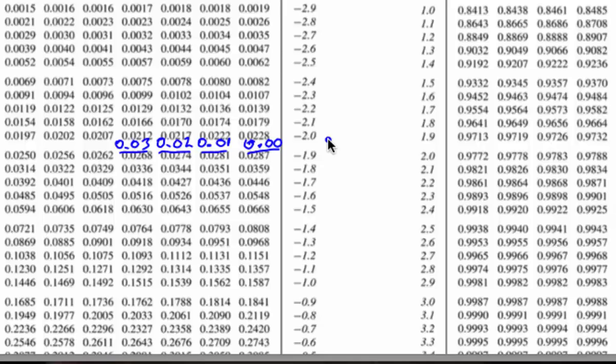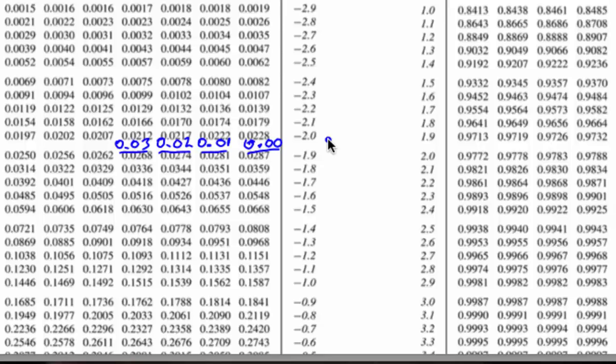And how are we going to get that? Because the chart always gives you area to the left, or relative frequency to the left. We need to the right, so the total sum of the area is 1. Complement of 1.